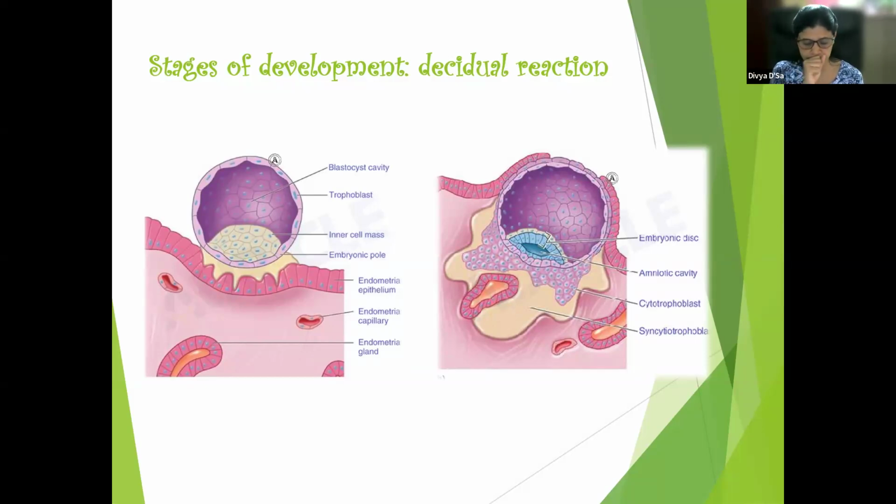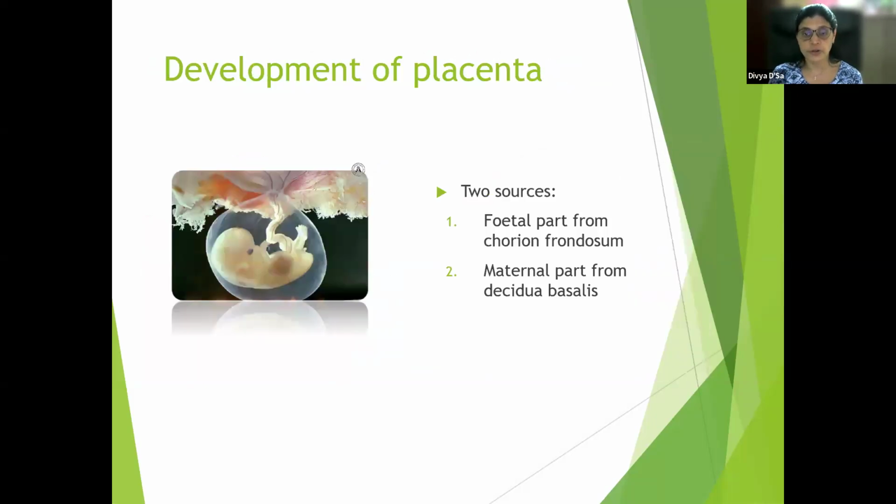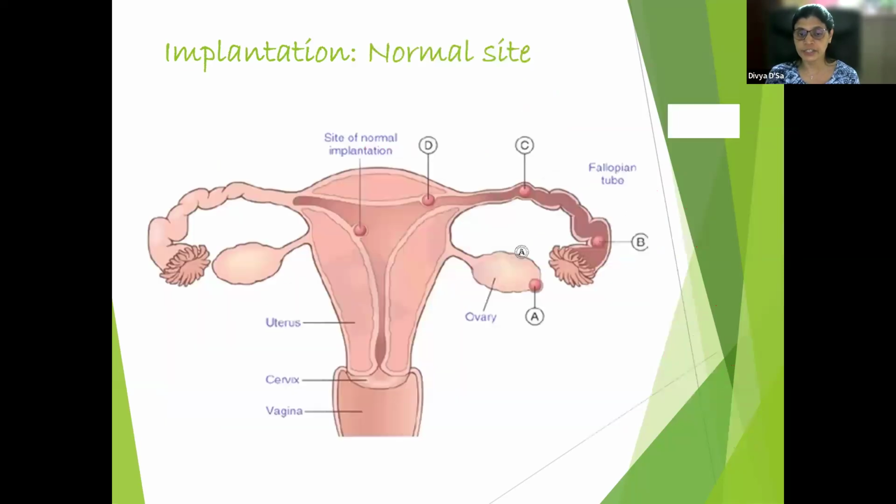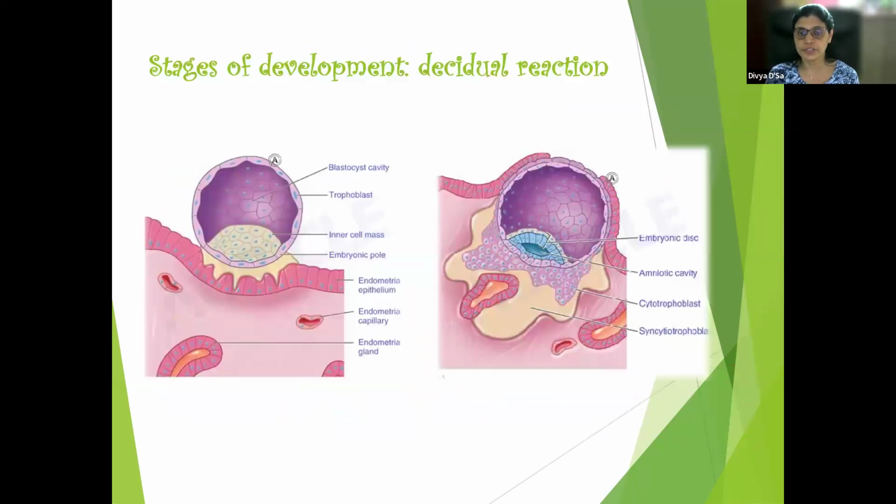So usually, at the time of implantation, the endometrium will be in the secretory phase. As implantation is occurring, as we saw in the previous slide, the syncytial trophoblast cells will secrete one hormone, the chorionic gonadotropin, beta HCG, the human chorionic gonadotropin hormone. This hormone will intensify the changes.